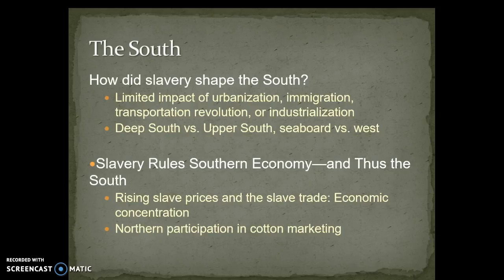As slaves became more expensive, ownership of slaves became more concentrated. By 1860, only 25% of Southern families owned any slaves. Relatively speaking, the South had few large plantations and many small farms. Small farms grew staple crops and owned few slaves.